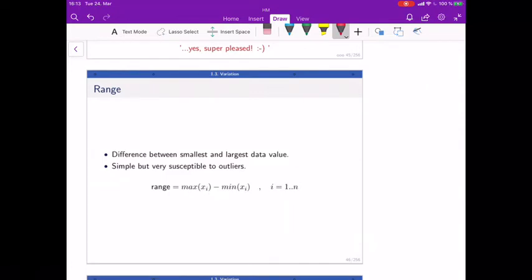So how can we quantify variation? There's a few different ones again. The most simple one is range. So we take the smallest and the largest data point and we report that as the range. Obviously it's very susceptible to outliers. Just one very large data point and range is very big.